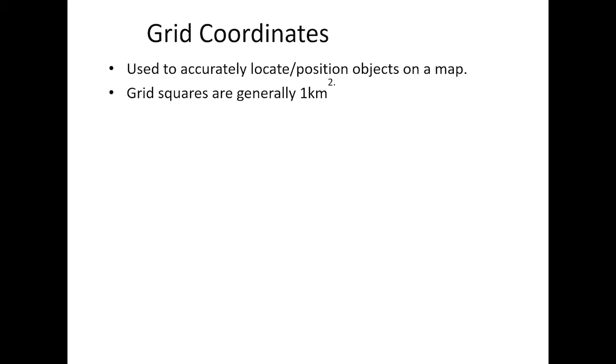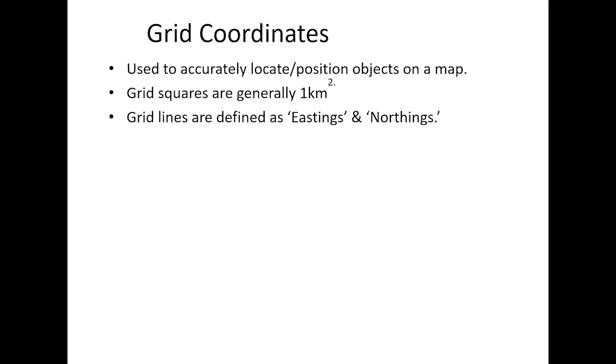Now, not always, there are some very small scale maps where the grids are different, but most of the maps that we use, the grid squares are 1 kilometre by 1 kilometre, which is useful if you need to quickly determine the distance between things. You can use these grid squares. And it's these that we define as eastings and northings.